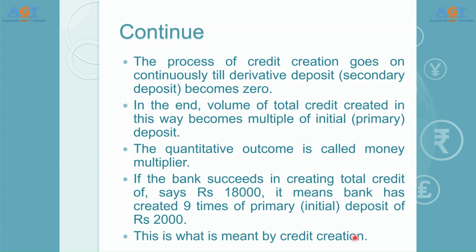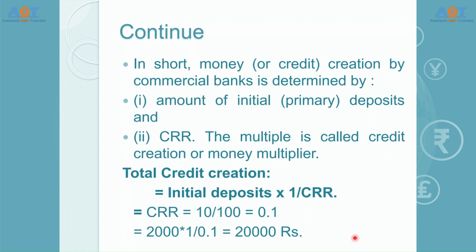Now, let's summarize money or credit creation by commercial banks. In short, credit creation depends on 2 key factors. First, the amount of initial or primary deposits made by the public. Second, the cash reserve ratio, CRR, fixed by the central bank. The multiple created through this process is known as the credit creation multiplier or money multiplier. The formula for total credit creation is total credit creation equals initial deposits times 1/CRR. For example, if CRR is 10%, then CRR equals 10 divided by 100, which is equal to 0.1.